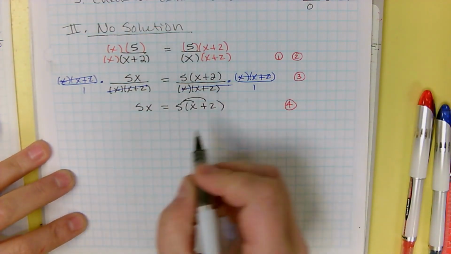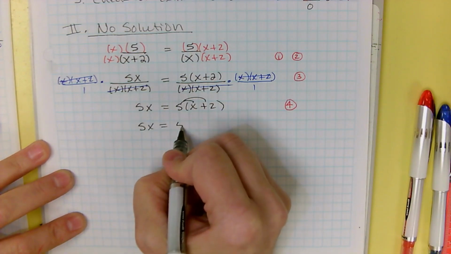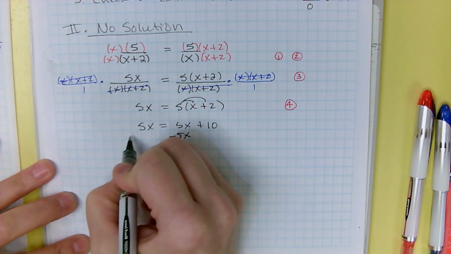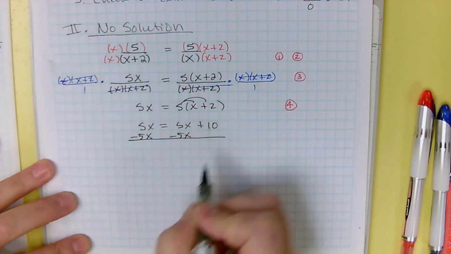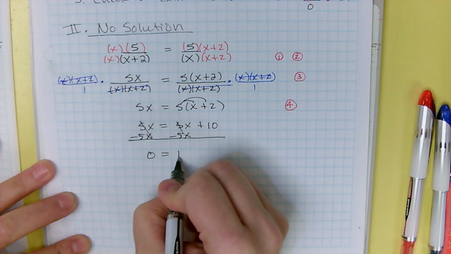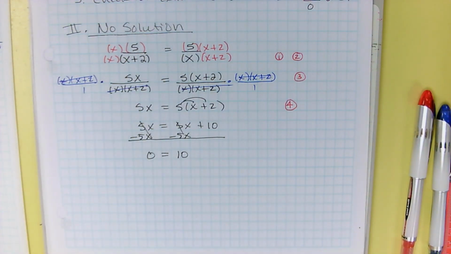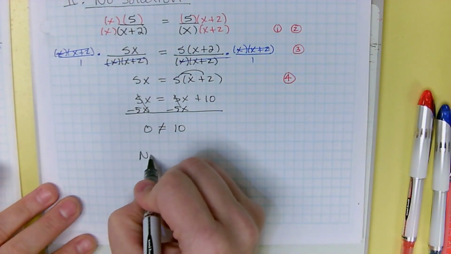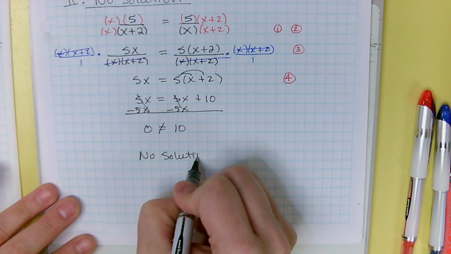So you're going to distribute your 5. That gives you 5x plus 10. And again, I promised you this one was weird. So when you subtract your 5x over to the left, the unexpected happens. All of the x's drop out. You have a 0 on the left and a 10 on the right. 0 clearly does not equal 10. So this is a no solution equation.